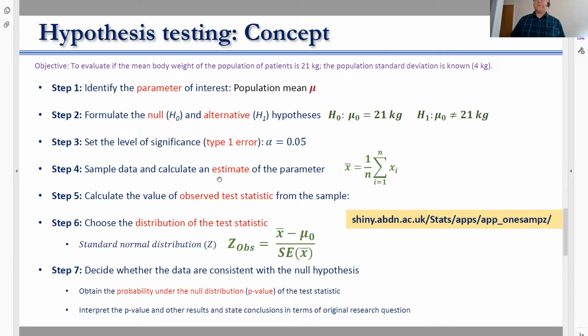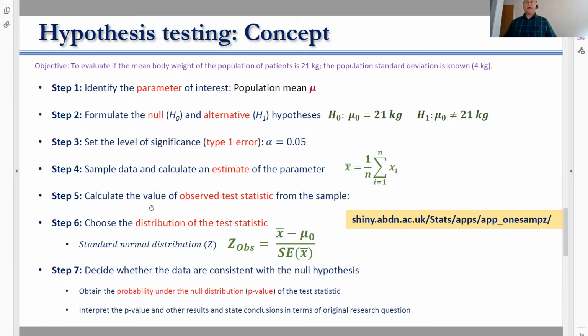Okay, so our step 4 is to get an estimate of the parameter. And as we know, the sample mean is a good estimator of the population mean. So we know how to calculate that. You just take all the values, sum them, and divide by the number of observations in your sample.